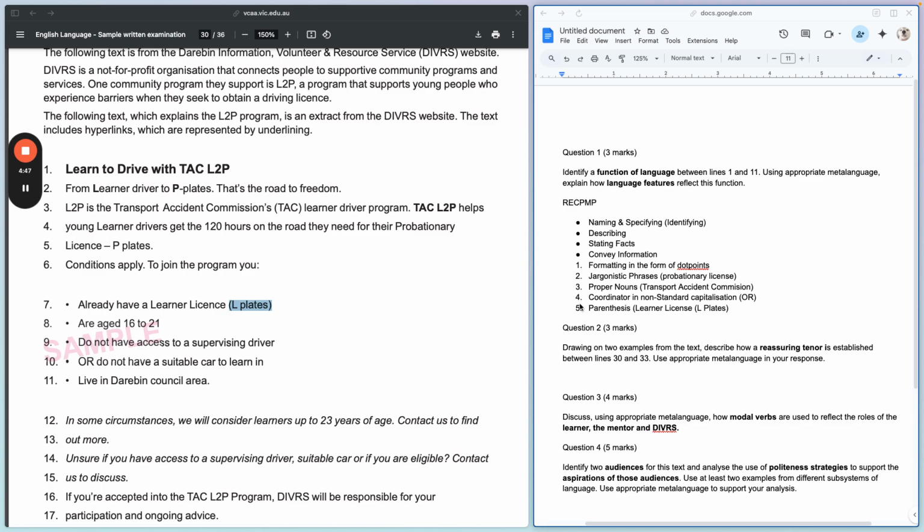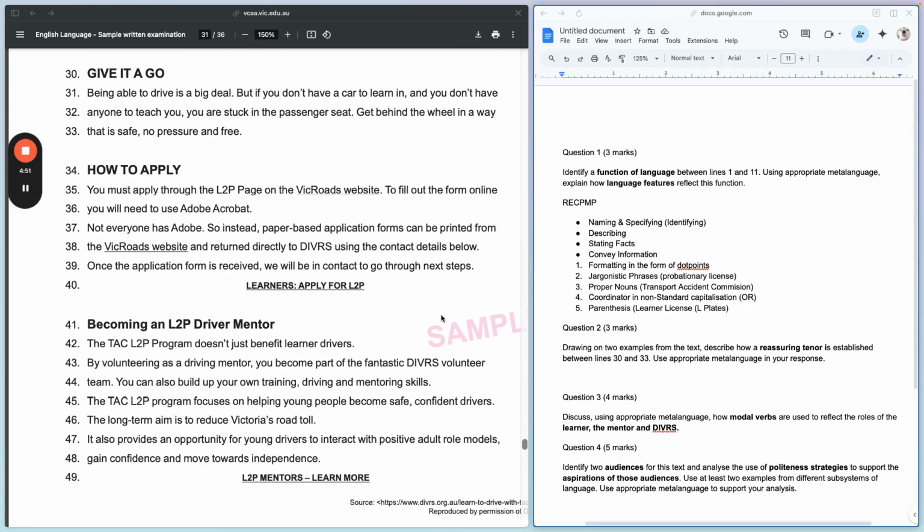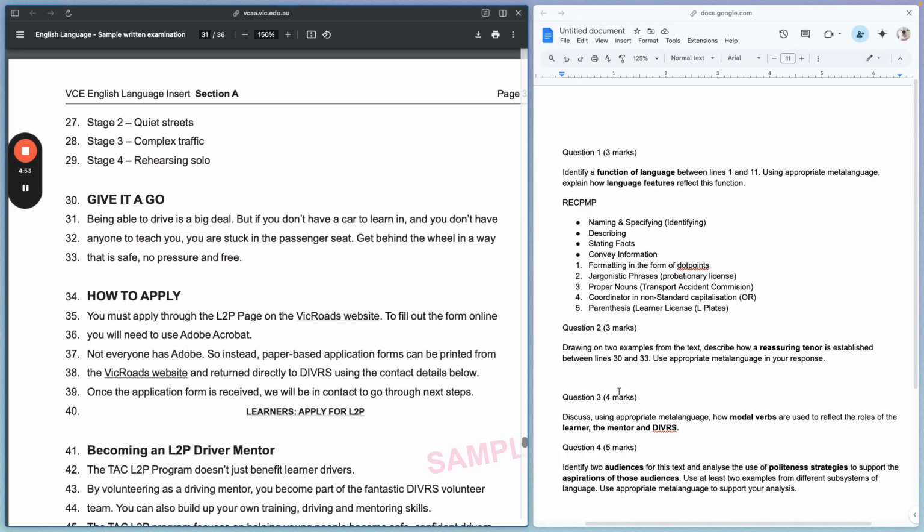The second question is asking about how a reassuring tenor is established between lines 30 and 33. So that's this section right here.